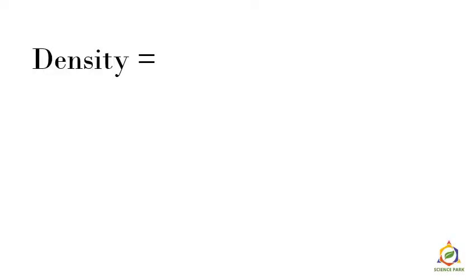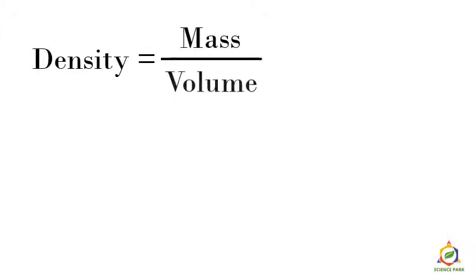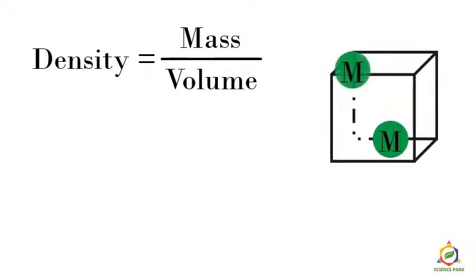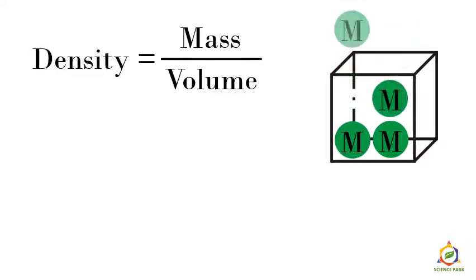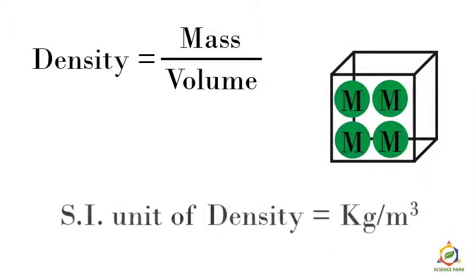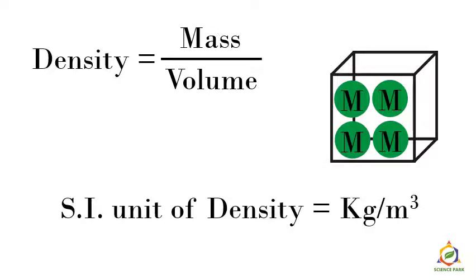Now here we are going to have a look at the mathematical formula of density. So density is nothing but mass divided by volume. So you see on the right hand side there is a box of volume V and the total mass is 4m, right? So the density will be 4m divided by V. Now the SI unit of density is naturally kg per meter cube, because kg is an SI unit of mass and meter cube is the SI unit for volume.